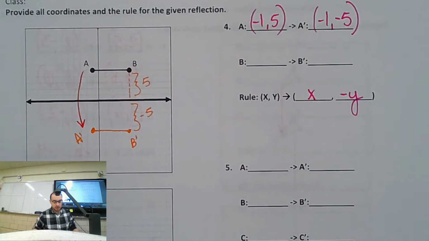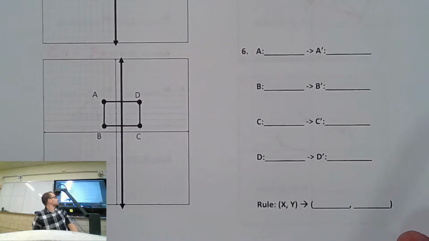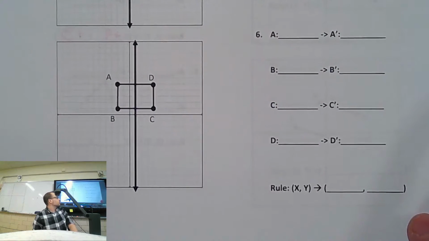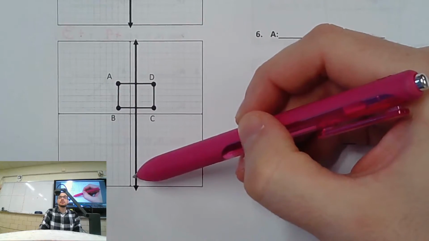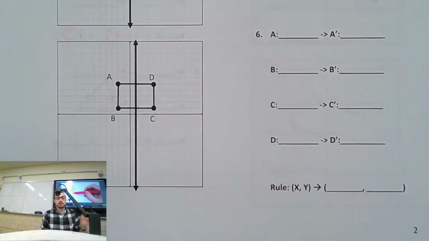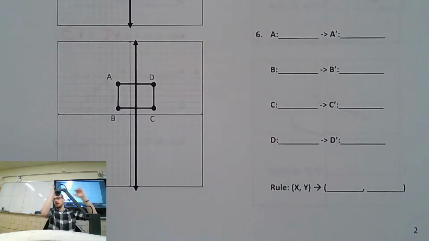Okay. I want to look at number 6, because now things get weird. We're not flipping over the y-axis. We're flipping over a vertical line, right? But not the y-axis exactly. So what's going on here? Last time we had this, I gave you a false axis, and it was really goofy, and I was like, figure it out if you can. No one did. Now I'm going to show you how the magic works.